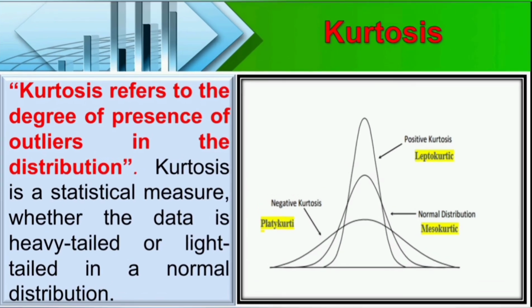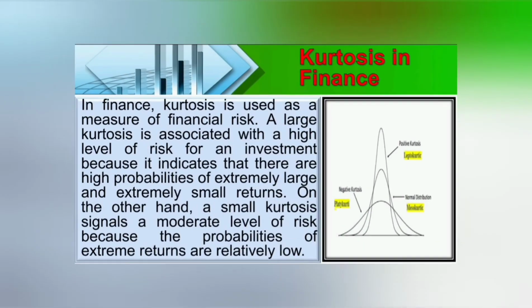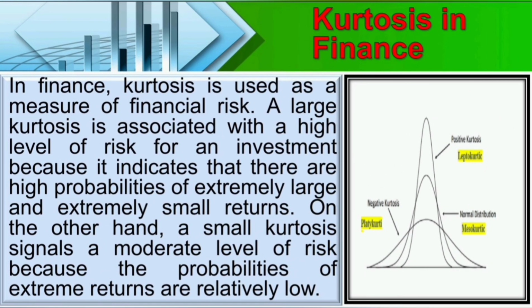Kurtosis. Kurtosis refers to the degree of presence of outliers in the distribution. Kurtosis is a statistical measure of whether the data is heavy-tailed or light-tailed relative to a normal distribution. Kurtosis in finance: kurtosis is used as a measure of financial risk. A large kurtosis is associated with a high level of risk for an investment because it indicates high probabilities of extremely large and extremely small returns. On the other hand, a small kurtosis signals a moderate level of risk because the probabilities of extreme returns are relatively low.